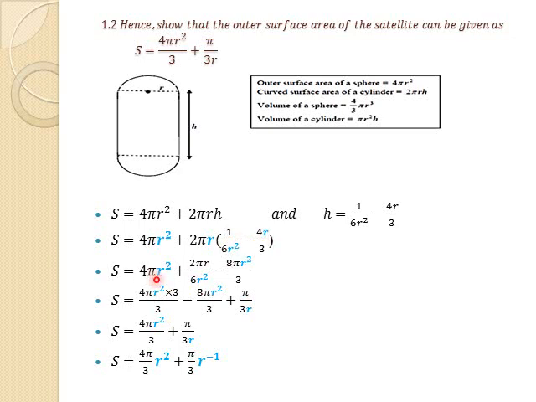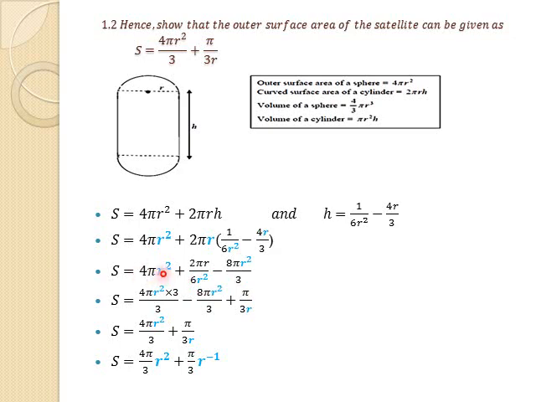So that becomes 4 pi r squared plus 2 pi r times 1 over 6r squared minus 4r over 3. If we simplify, I have 4 pi r squared, I simply carry that down. 2 times 1 stays 2 pi r over 6r squared. Positive times negative becomes negative. 2 times 4 gives me 8. Pi r times r gives me r squared over 3. Now if you look there, 4 pi r squared and 8 pi r squared, technically they are like terms. But to add this fraction to that, the denominators must be the same.